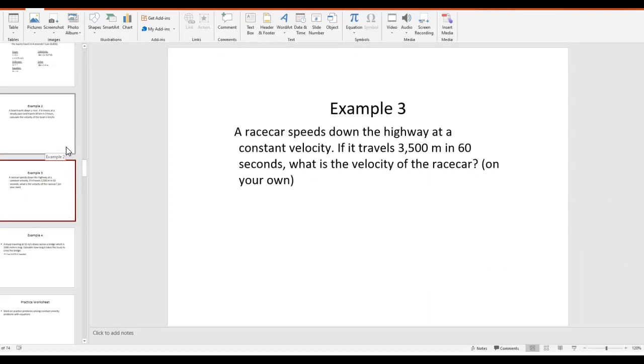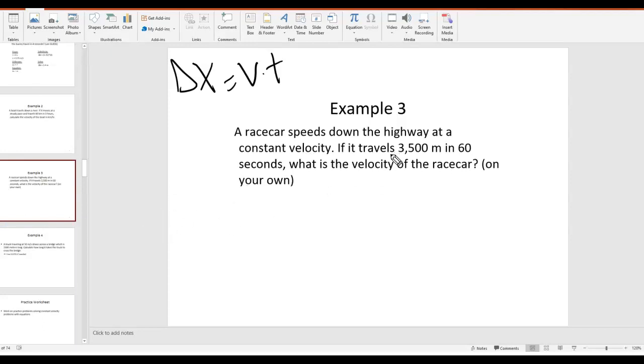Okay, so on your own, I want you to try to answer this question. Okay, so pause it here, work out the problem on your own. I'm going to write down the equation just so you have it. Try to use the GUESS method and see what you can come up with. Okay, so answer this question on your own. Okay, so hopefully you got the correct answer.